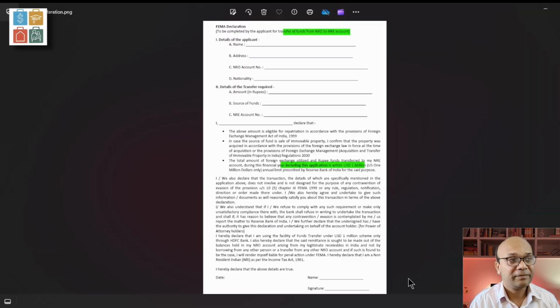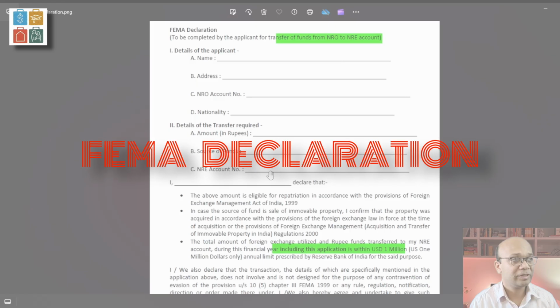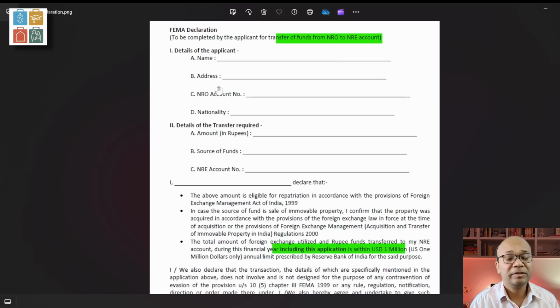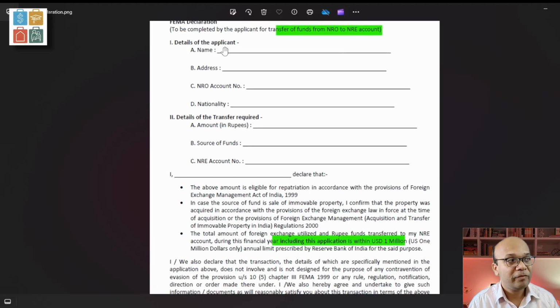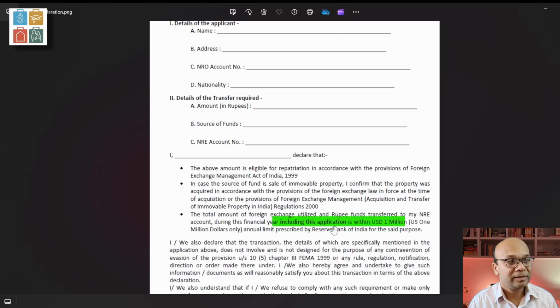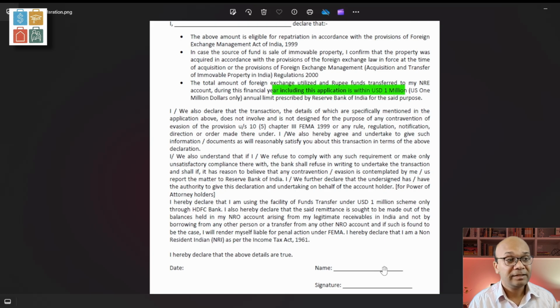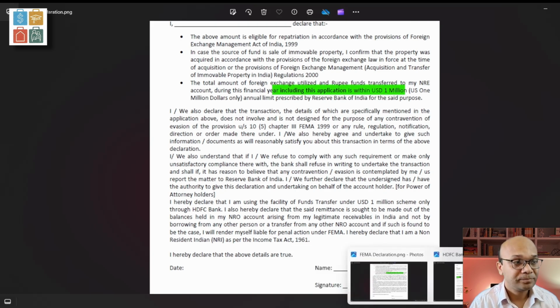The next one is a FEMA declaration, which is used across most cases. Here I've got an example from one of the biggest banks. Declarations can be relatively similar across banks, but what it is saying is that it is to be completed by an applicant for transfer from NRO to NRE. It will be relatively the same if you want to transfer from NRO to even outside the country. Effectively, it states from where it will go, how much amount we are talking about, and a few declaration points. Expressly, the most important point is that you are transferring within the $1 million limit provided by the Reserve Bank of India. Okay? This is signed by you and given to the banker.